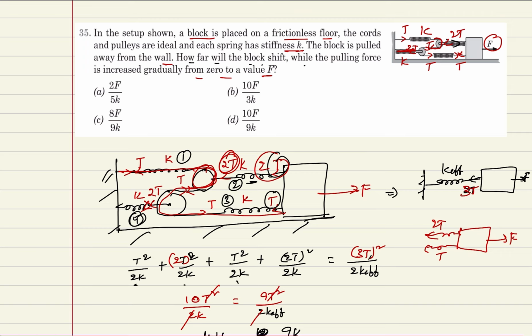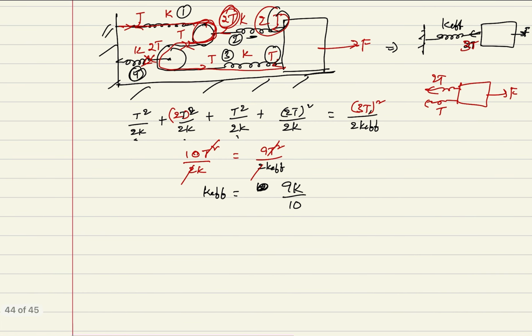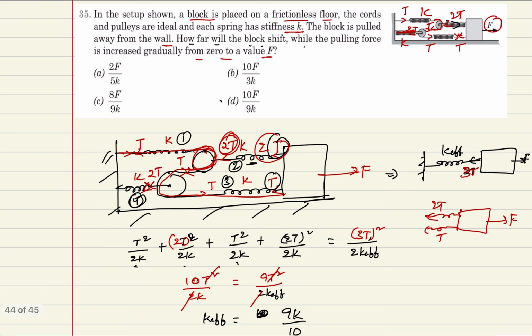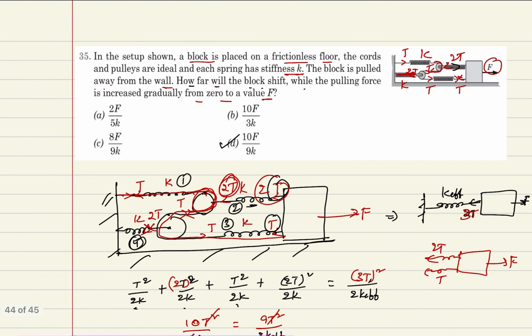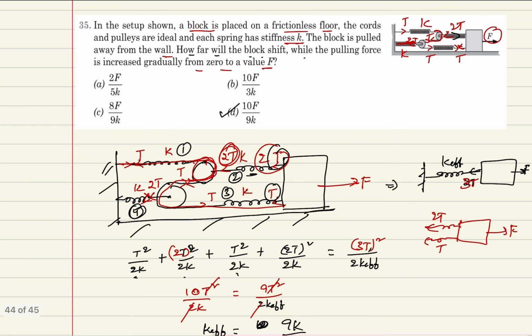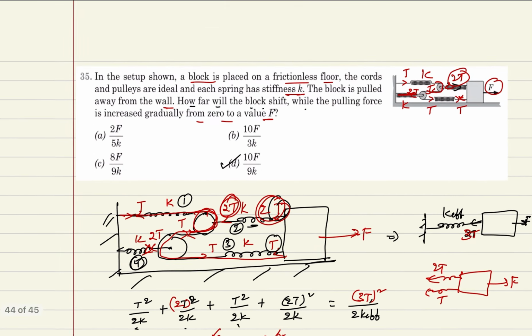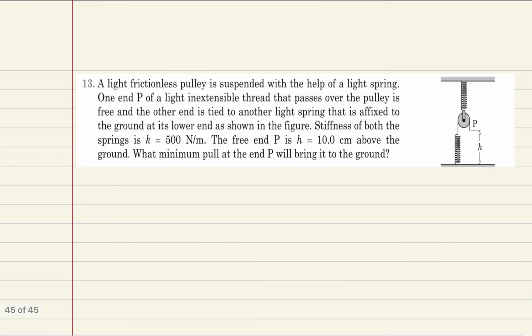Now they are asking how far the block will shift. How far the block will shift means we can write delta x is equal to F divided by k effective. What is the F value? F is only the applied force. F divided by k effective, 9k divided by 10, so you get 10F divided by 9k. This is the fourth option. You can check properly: I made here 2T, and you can see this 2T value properly. Okay, the answer is option D.